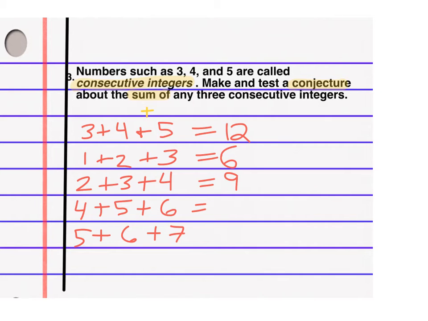So if I add 4, 5, and 6, I get 15. Here I get 18. So pause the video, think about it. Do you see any patterns? If you're not seeing a pattern, I'm going to give you a little hint. I'm going to do a little highlighting. Let's look at the middle number.